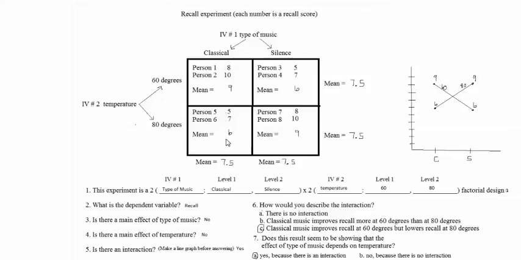But when it's 80 degrees, in the silence room, the recall is at 9. But when you go to classical, it drops down to 6. So classical improves recall at 60 degrees, but lowers recall at 80 degrees. The music has an opposite effect at the two temperatures. So this result seems to be showing that the effective type of music depends on temperature. Yes, because there is an interaction.